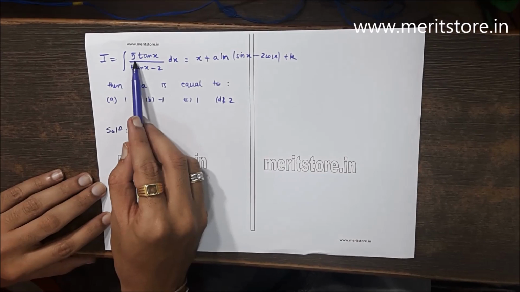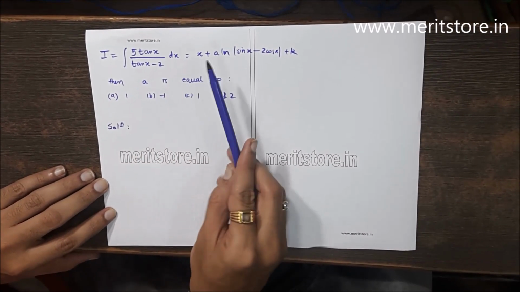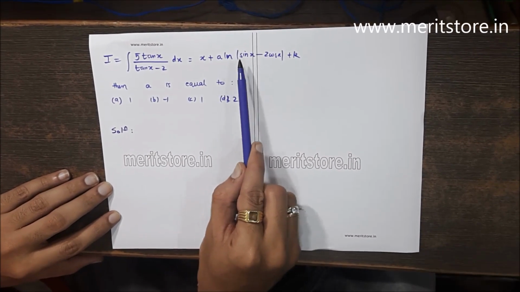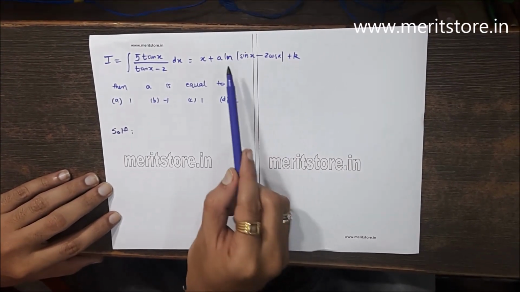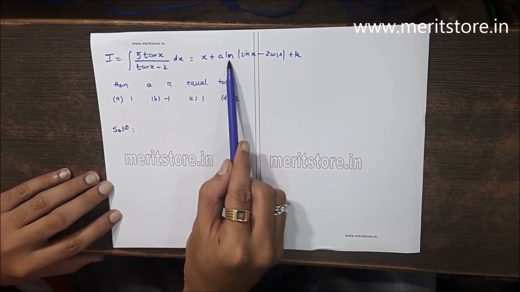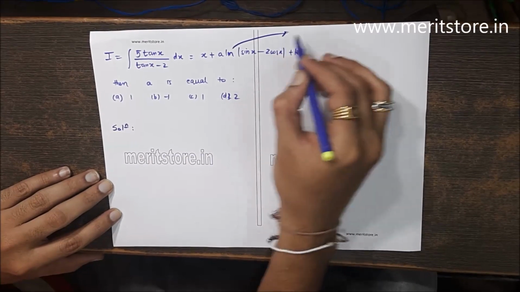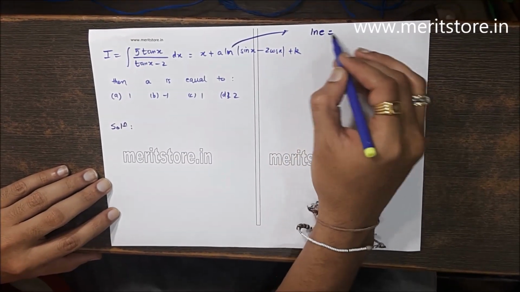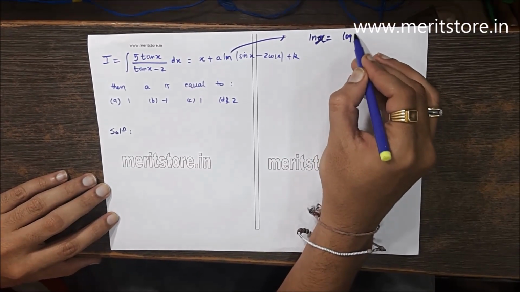Integral of 5 tan x upon tan x minus 2 dx equal to x plus a ln of mod sin x minus 2 cos x plus k. When I am using this word ln, this implies it is log to the base e. Please note ln is always log to the base e. Ln x is same as log x to the base e.